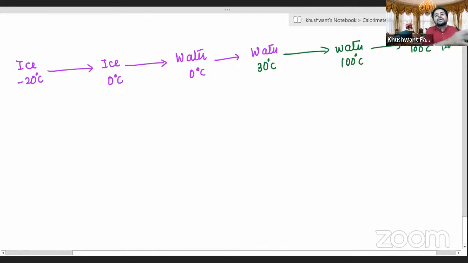So this is how the temperature or phase variation happens. Here sensible heat, here latent heat again used, here again sensible heat, here also sensible heat, here latent heat because phase change is happening, and then again sensible heat.